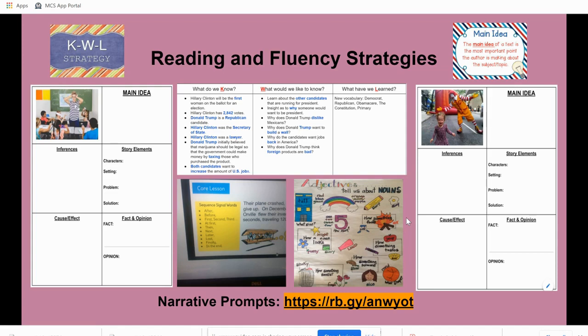Well, I used this during the election, the Donald Trump election, quite some time ago. So the students wrote down, what do we know? These were the things that they wanted me to list. And this was, what would we like to know? These were the questions that they wanted to know as we were going through our information. What have we learned? Well, I didn't complete the entire chart here, but those were some.